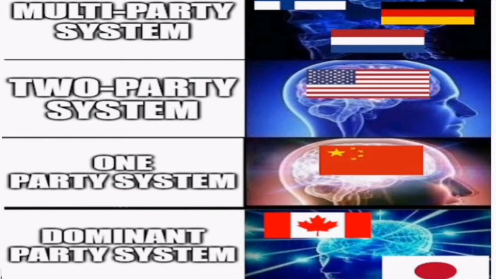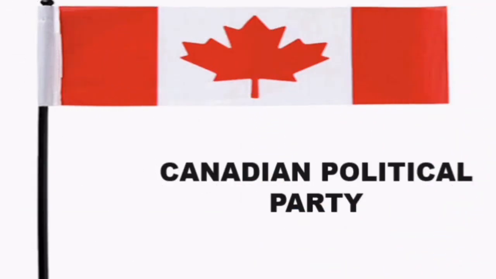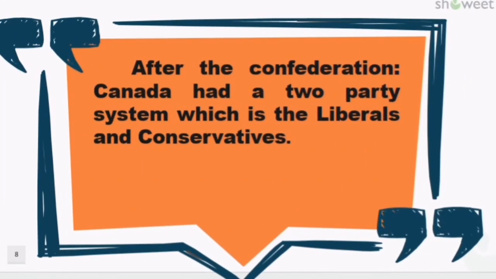So today, we will be discussing the Canadian political party and how it was labeled as a dominant party system. After the Confederation, Canada had a two-party system, which was the Liberals and the Conservatives. The Confederation is a process of federal union in which the British North American colonies of Nova Scotia, New Brunswick, and the Province of Canada joined together to form the Dominion of Canada.